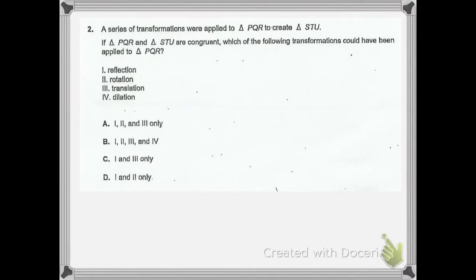Number 2, a series of transformations were applied to triangle PQR to create triangle STU. If triangle PQR and triangle STU are congruent, same size, same shape, which of the following transformations could have been, that's your key words, applied? Well, you definitely could do a reflection, you could definitely do a rotation, and you could definitely do a translation. And most of the time that would make us choose answer choice A.